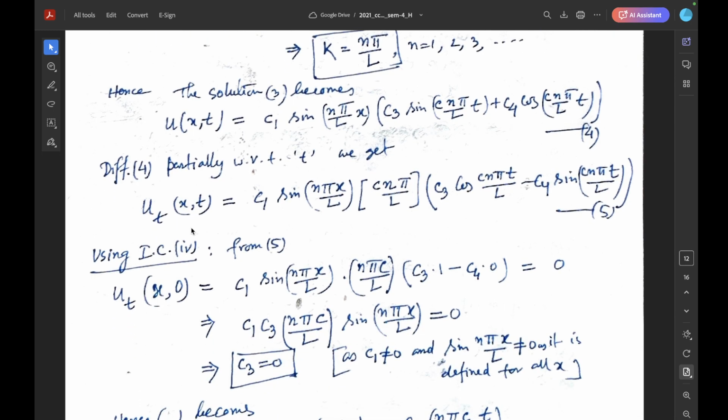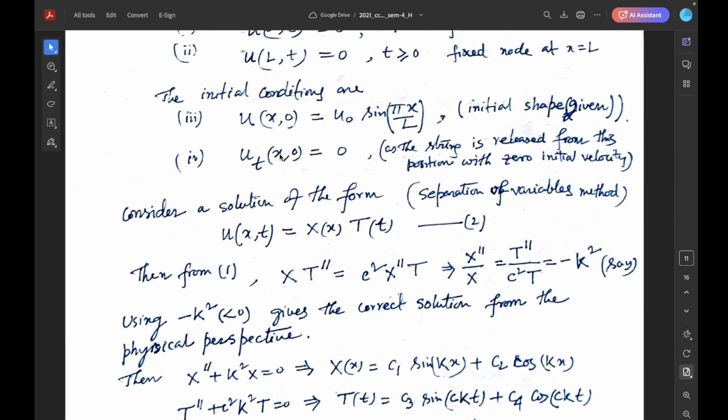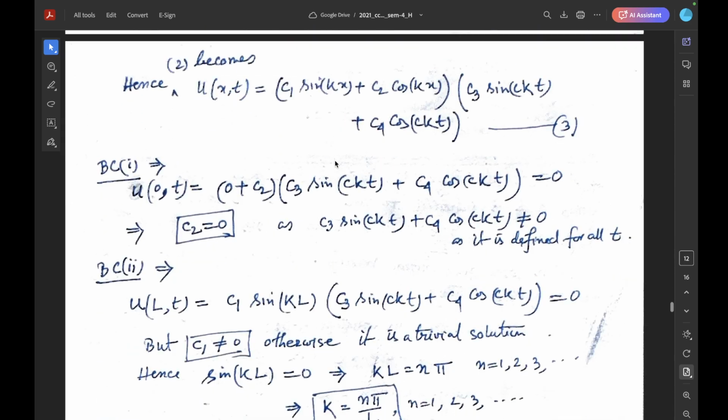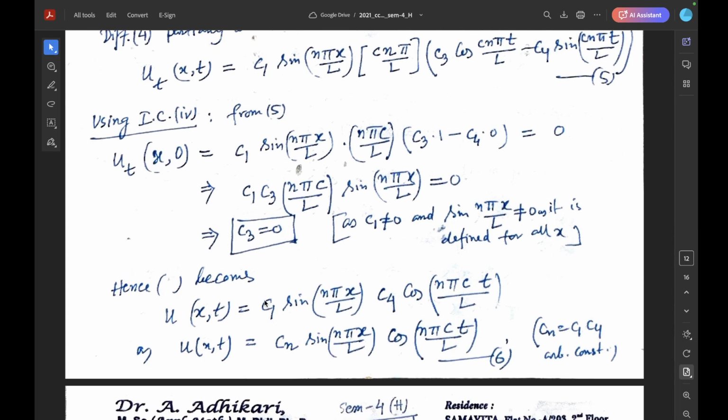Hence, using the initial condition 4, u_t(x,0) equals 0. So put t equal to 0, and we get this equal to 0. So C1 into C3 into n pi c/L sin(n pi x/L) equals 0. C3 is not equal to 0 because C1 is already not equal to 0, and sin(n pi x/L) is not equal to 0 as it is defined for all x. So C3 must be equal to 0.